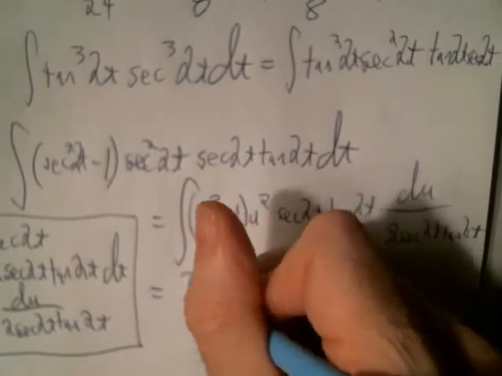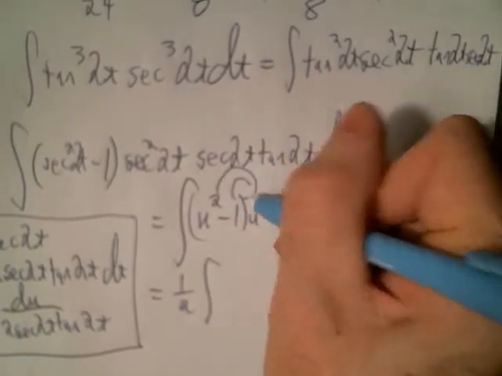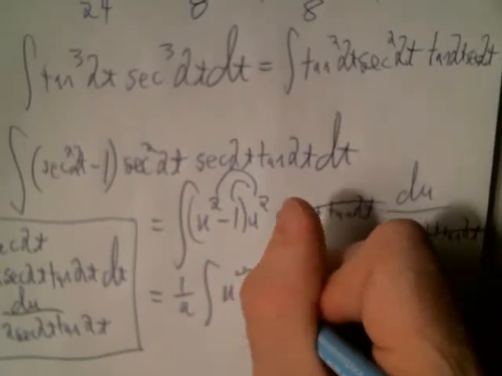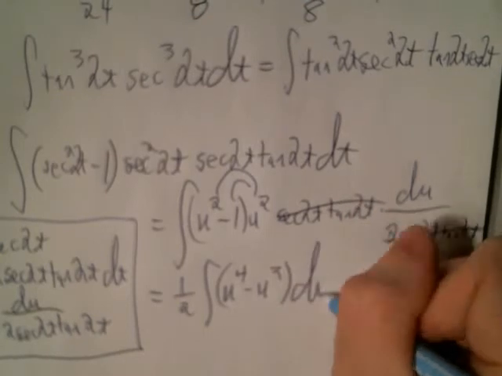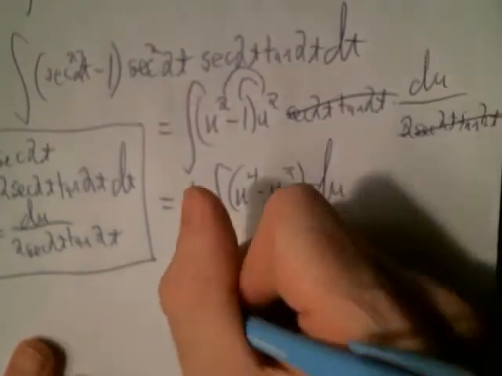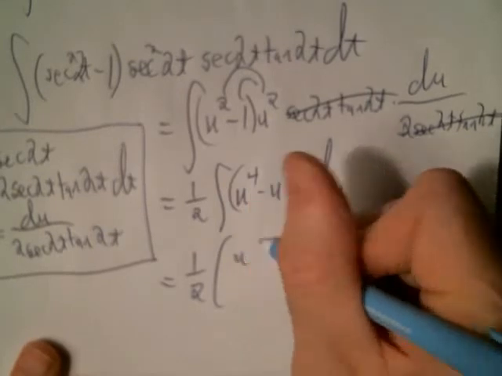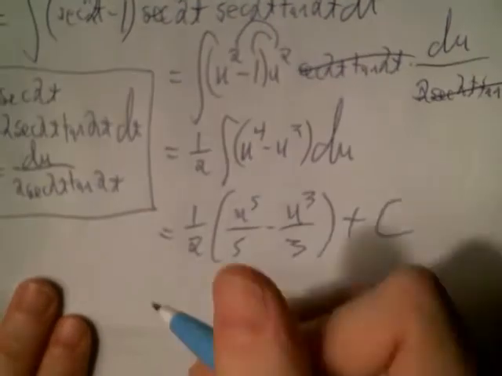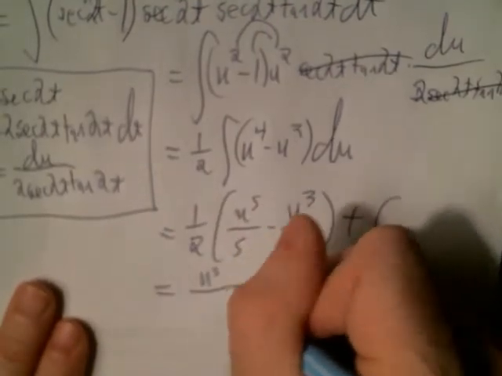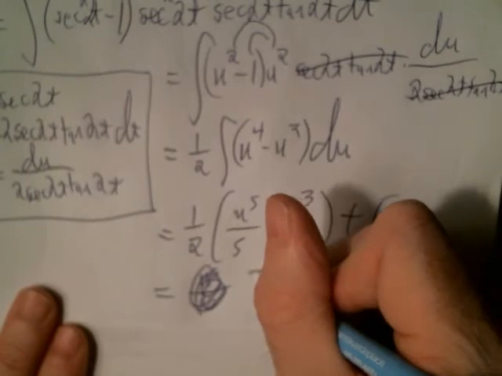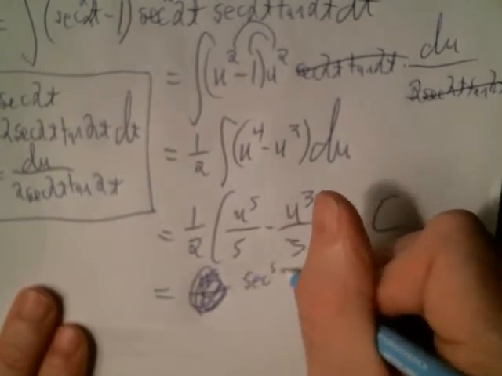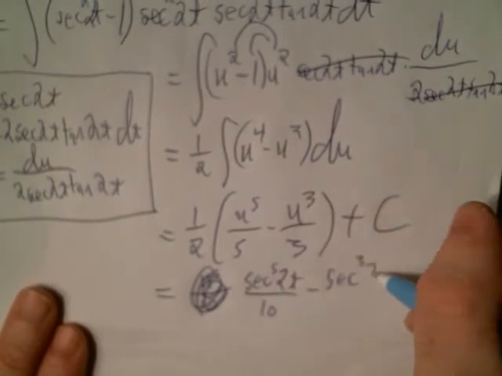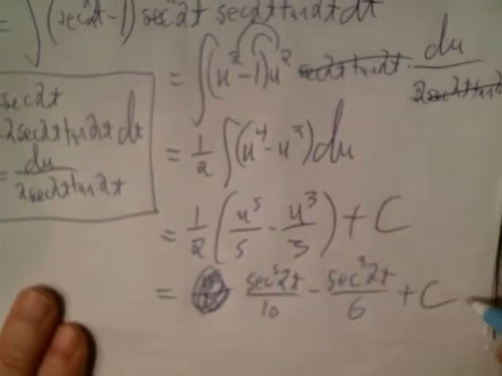There's a constant 1 half we can factor out, distribute the u squared, the secant 2t tan 2t's cancel, and we have the integral of u to the fourth minus u squared du. Okay, so this will be 1 half times u to the fifth over 5 minus u cubed all over 3 plus c. And that'll be u to the fifth over 10. Let's back substitute too. So this will be secant to the fifth of 2t all over 10 minus secant to the third power of 2t all over 6, and then plus c.